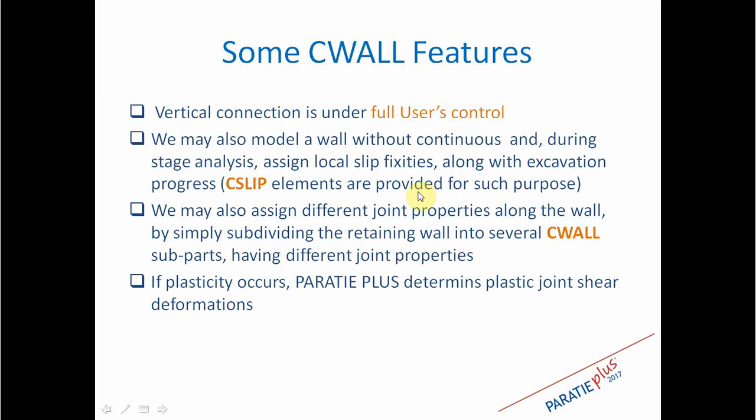This just if you want to, for example, model welding after excavating and before going on with an additional excavation. And of course you can also decide that in one part there is some resistance and in another part a different resistance by simply subdividing a wall into several segments. And if plasticity occurs, you can also appreciate the plastic joint resistance given by Paratie Plus.